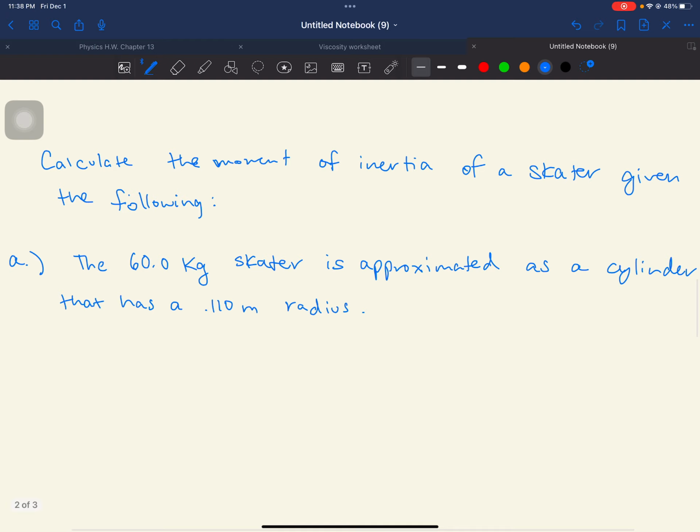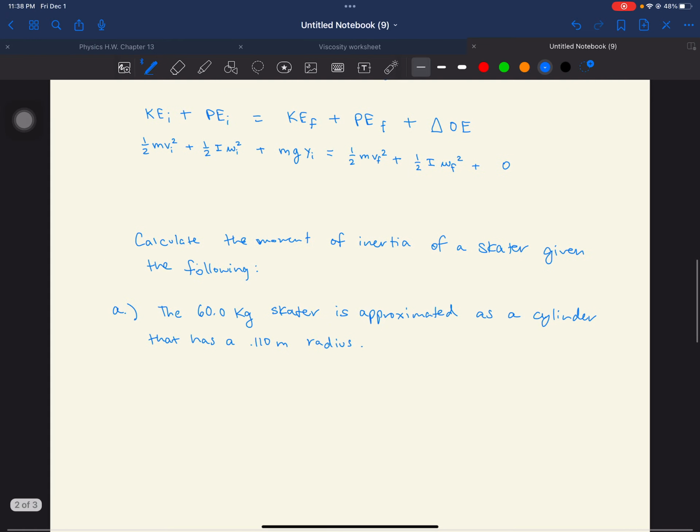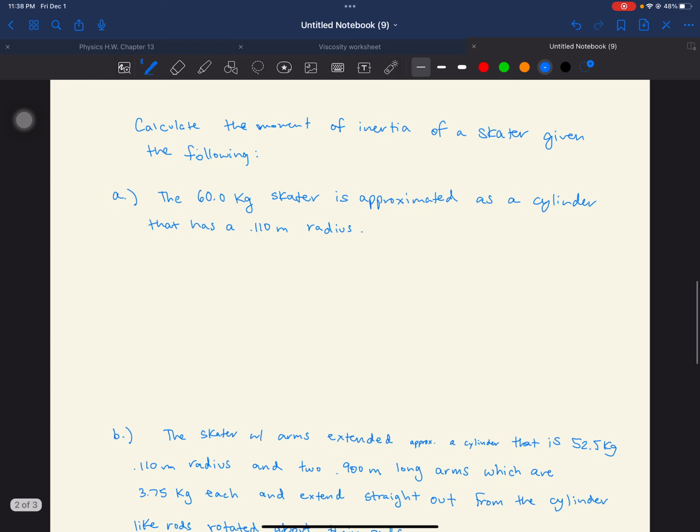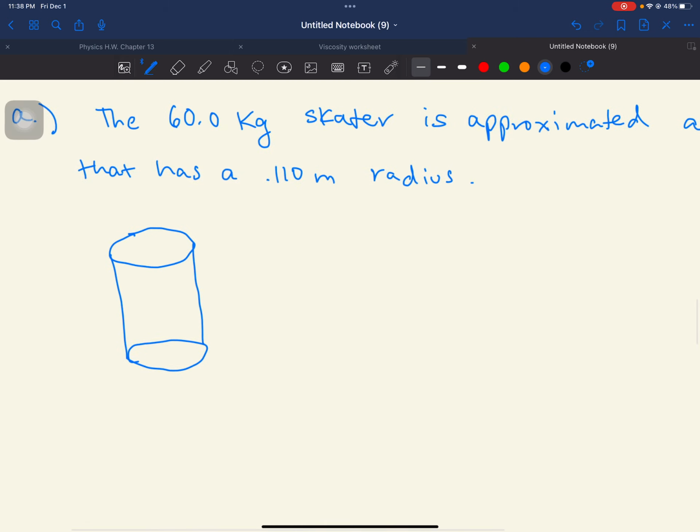So our problem says, calculate the moment of inertia of a skater given the following. The 60-gram skater is approximated as a cylinder that has a 0.110 meter radius. So our first step would be to draw a cylinder. The second step would be to draw the radius, which is 0.110 meters.